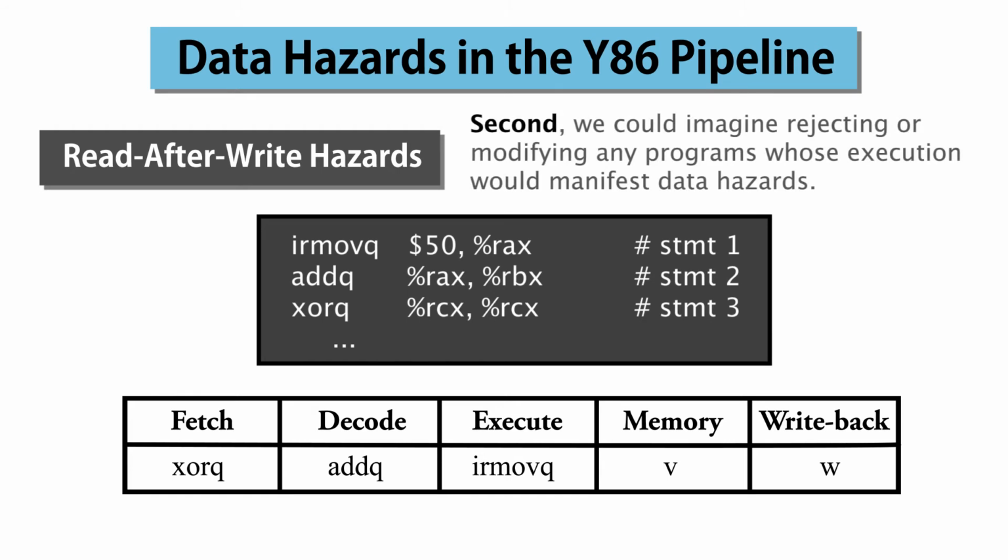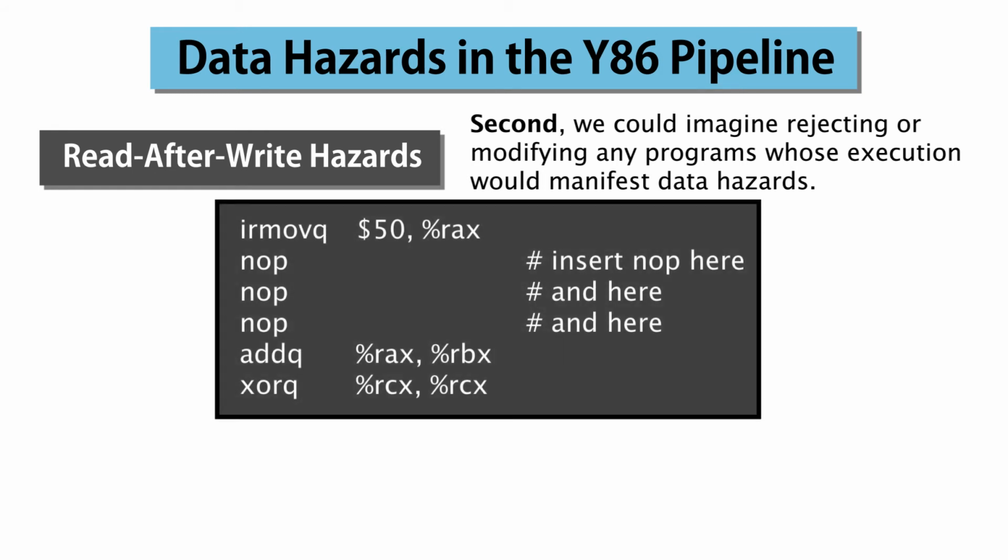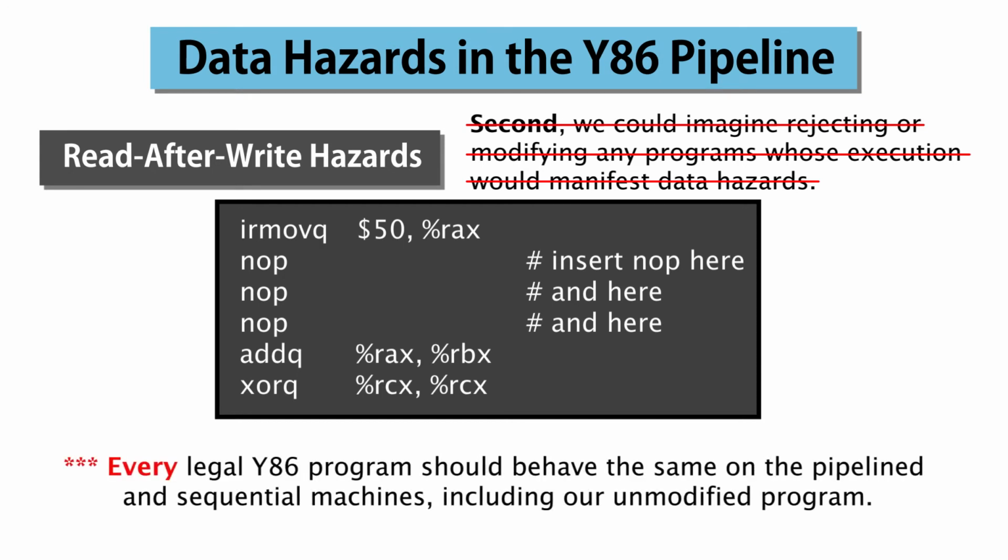Second, we could imagine rejecting or modifying any programs whose execution would manifest data hazards. For example, the programmer or the compiler could detect read after write situations syntactically and insert sufficient no-ops into the program to delay the read until the write-back stage completes. That program fragment would look like this. This would solve the problem, but would violate our pipeline correctness axiom, which says that every legal Y86 program should behave the same on the pipeline and sequential machines, including our unmodified program.